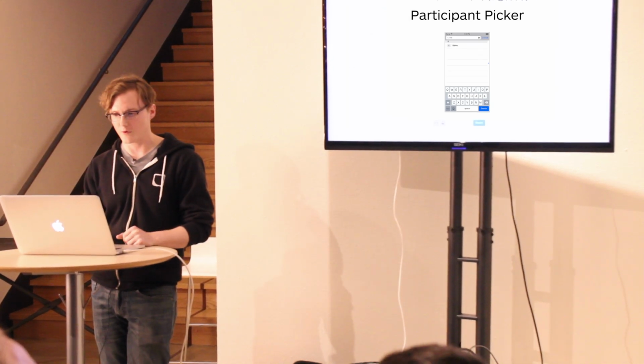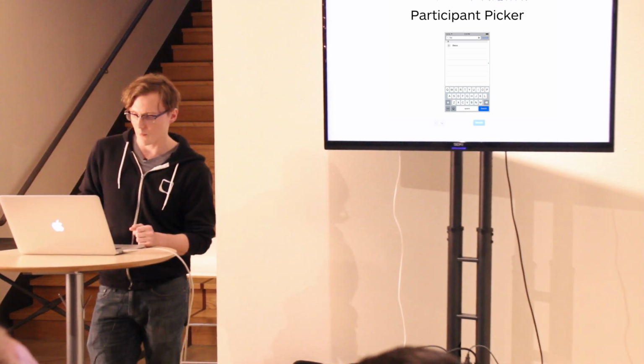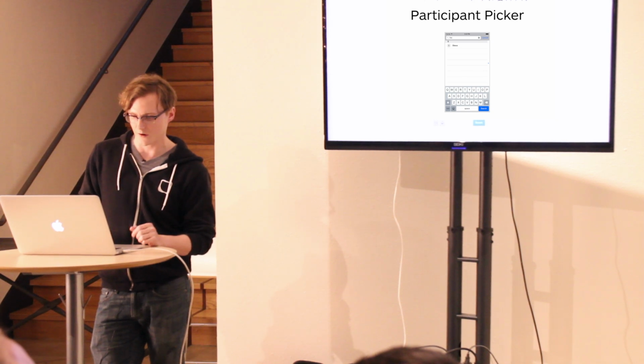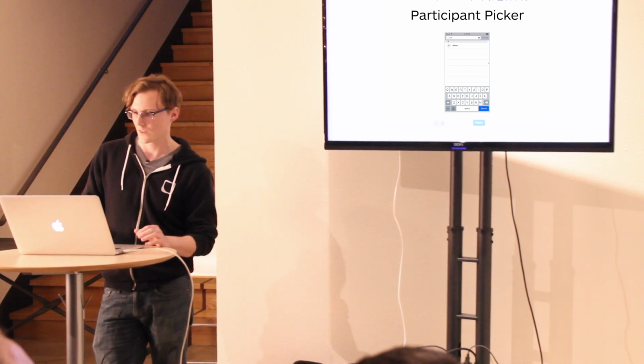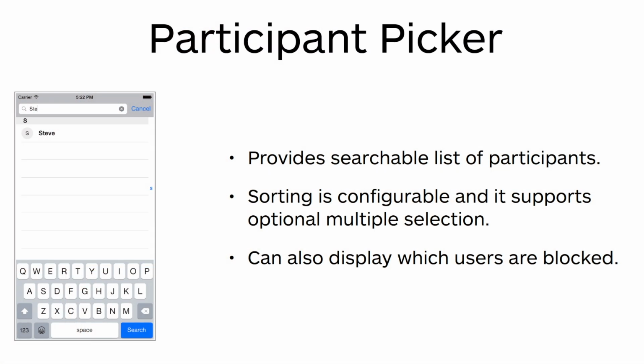Next, we include support for a participant picker. So this is a pretty basic table view, but it's something that almost any application that's going to have messaging is going to need, so we provided it. It includes support for a searchable list of participants. So in the screenshot here, I've started typing Steve's name, and it's filtered the list down.